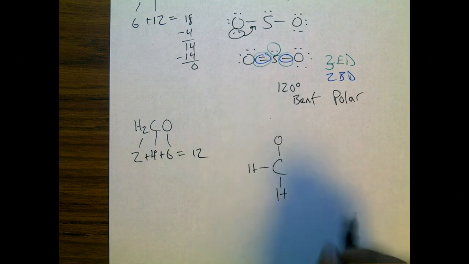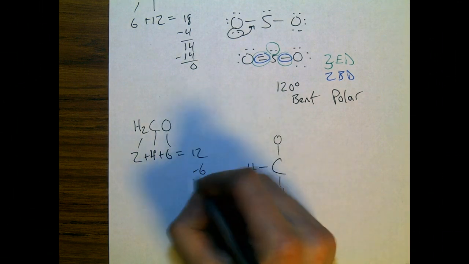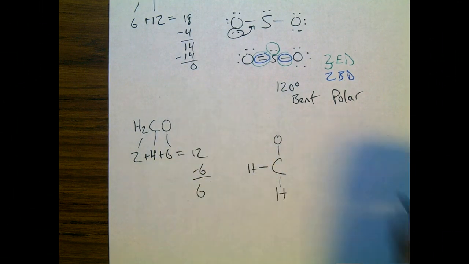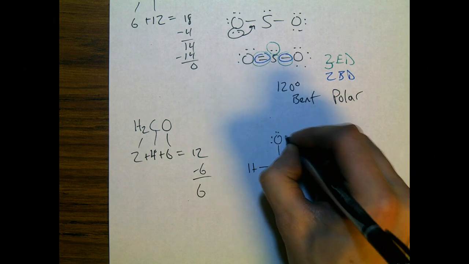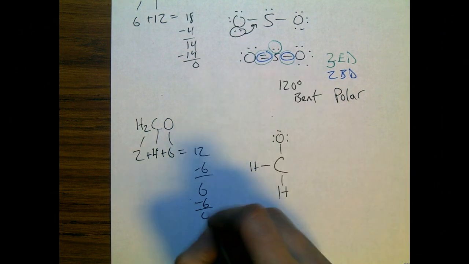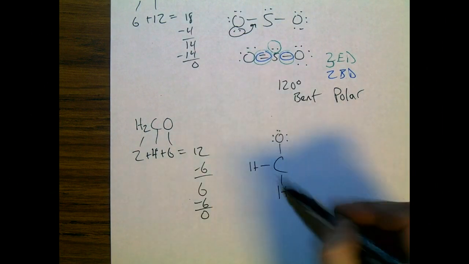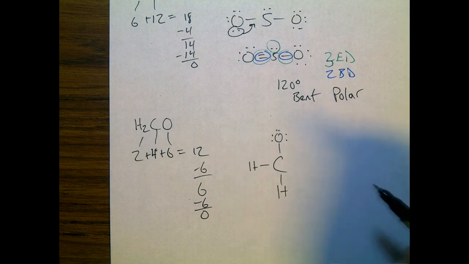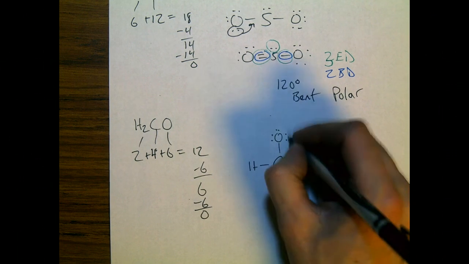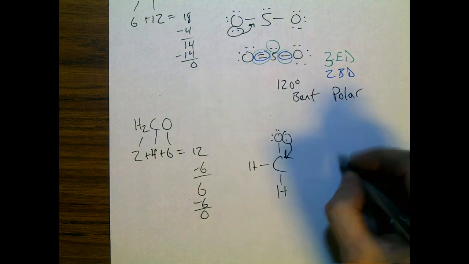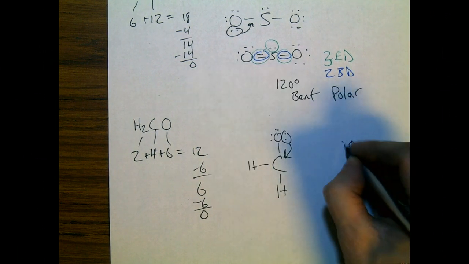Connect it like that. I've used 2, 4, 6 of the 12. I have 6 left. Spread it on the outside first. 2, 4, 6. I have none left. I have an octet here, duets here, so these are happy, that's happy. But I don't have an octet on carbon. Carbon needs an octet. And again, if you don't have any electrons left, you have to move something in for a double bond. So your structure ends up looking like this.